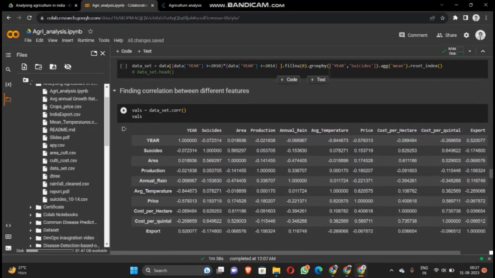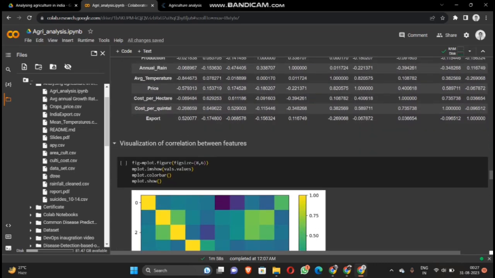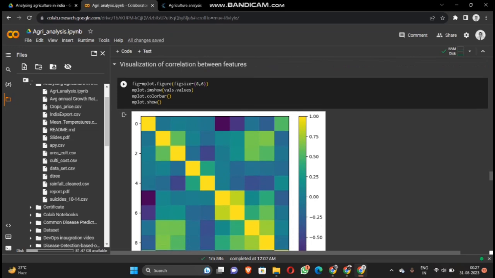Now we are finding the correlation between the different features that we have selected. For example, year, suicides, area, production, annual rain, average temperature, price, cost per hectare, quintal, and export. Now this is a heat map of the correlation between the features.